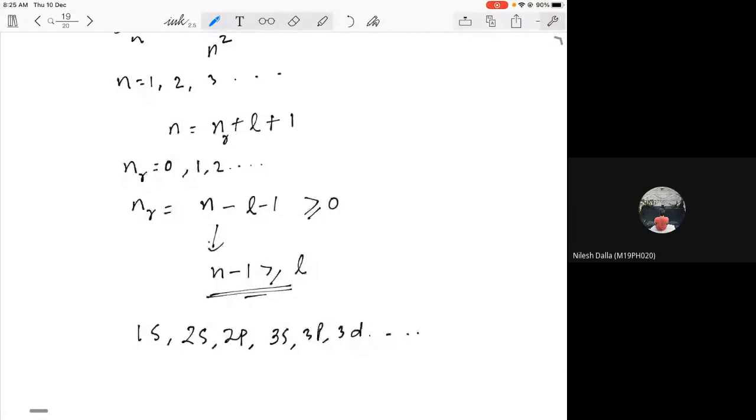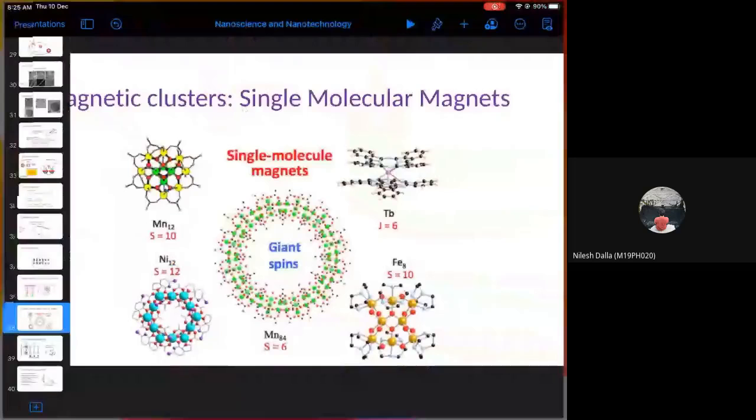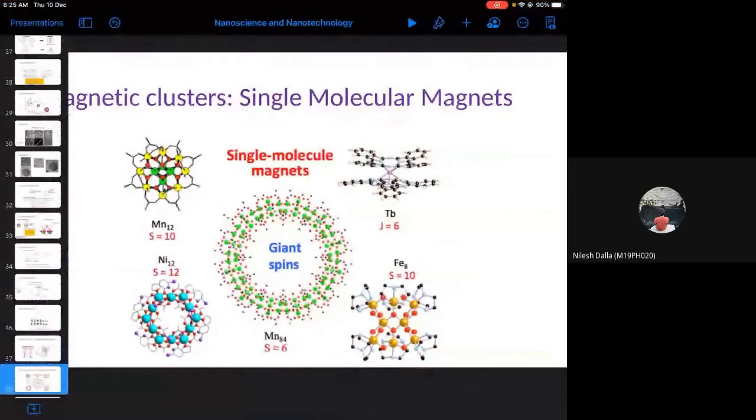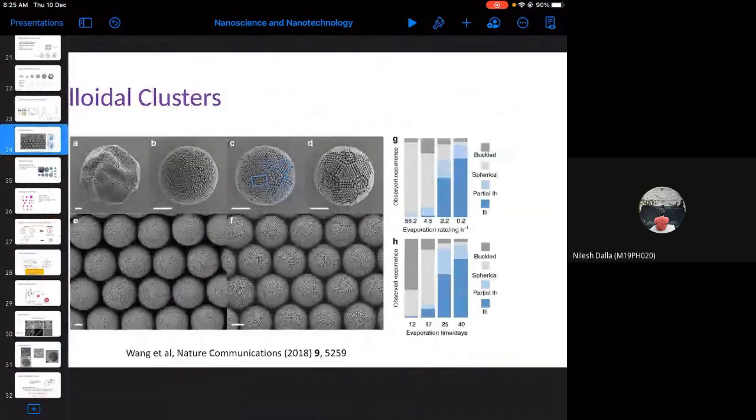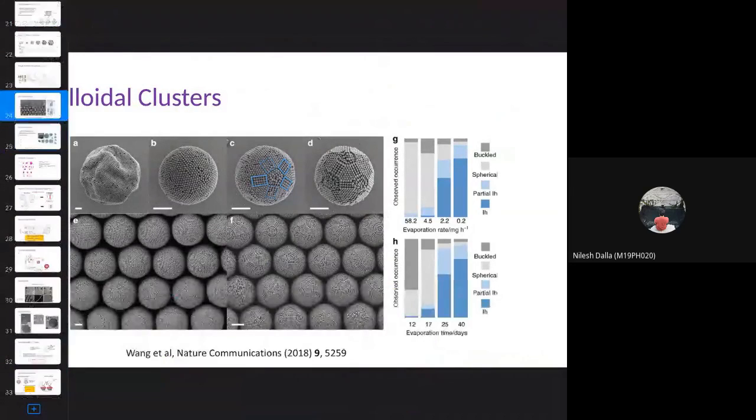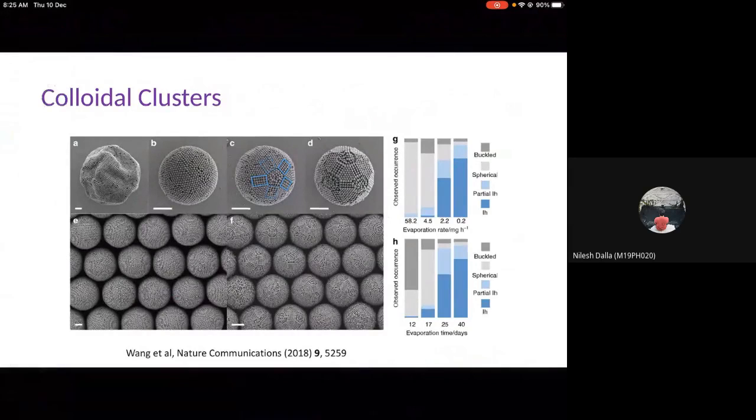Okay, so let me start something different today. I mean, related to this, but a little bit something new, which is actually being actively researched nowadays. These are known as colloidal clusters. Okay, so what is colloidal?